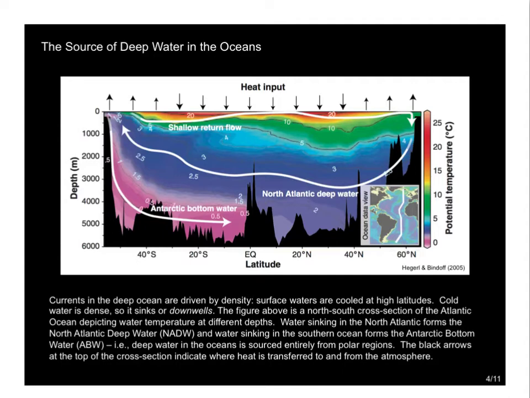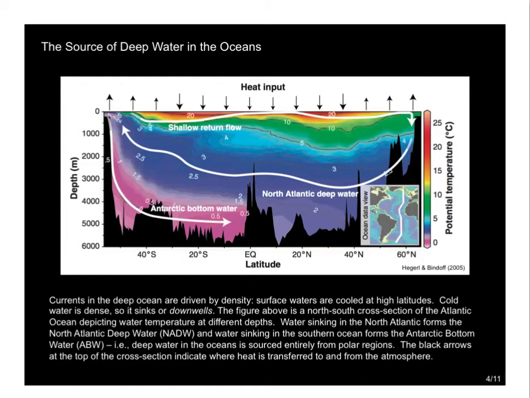In the Atlantic, downwelling occurs in the far north, here, and near Antarctica in the far south, here. The North Atlantic water forms a water mass called the North Atlantic Deep Water, and it flows southward through the Atlantic. So it sinks here, and it flows at depth all the way to the southern part of the Atlantic, where it interacts with another downwelling water mass called the Antarctic bottom water. The Antarctic bottom water is even colder than the North Atlantic deep water, so it settles to the very bottom of the ocean.